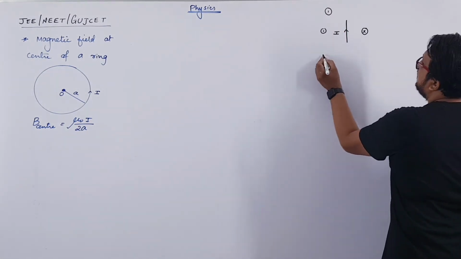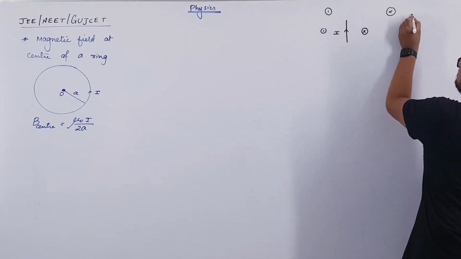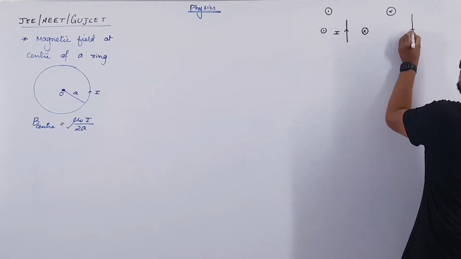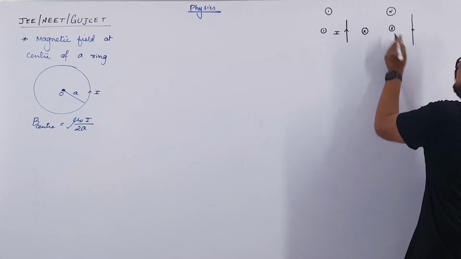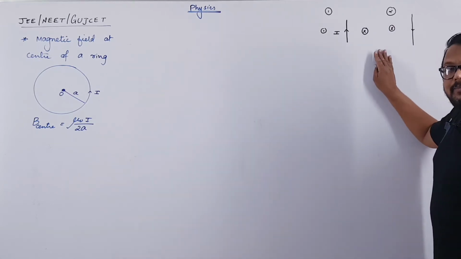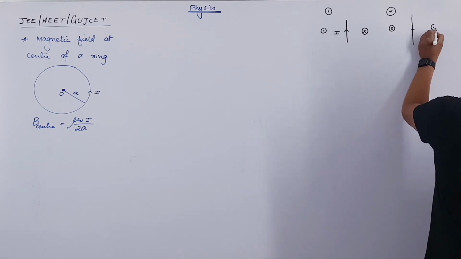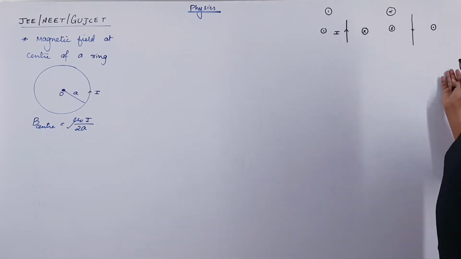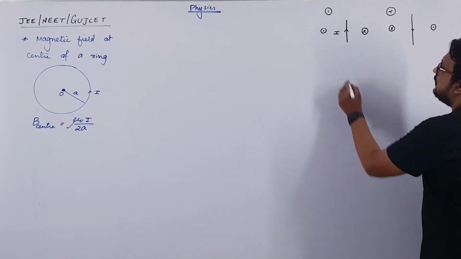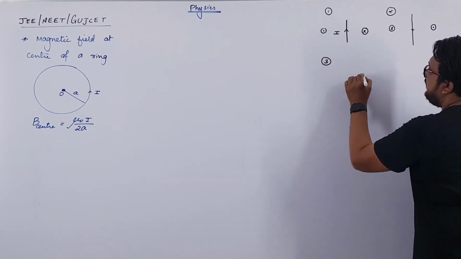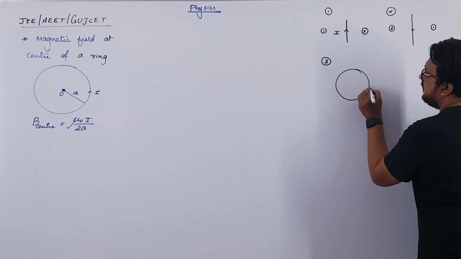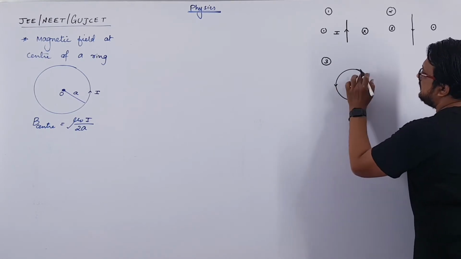Now suppose if current is flowing in downward direction, then you have to reverse this. Magnetic field on the left hand side will be perpendicular to the plane of the board but entering inside, and on the right hand side magnetic field will be perpendicular to the plane of the board but coming outside. What about a circle? Suppose we have a circle which is carrying current in anti-clockwise direction.